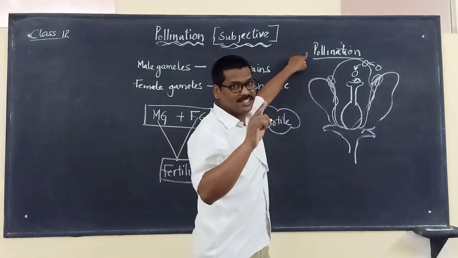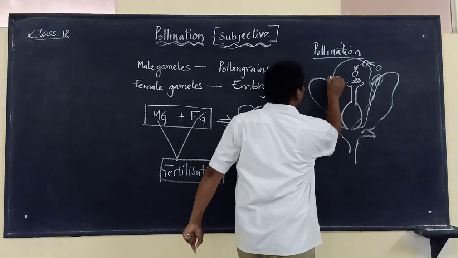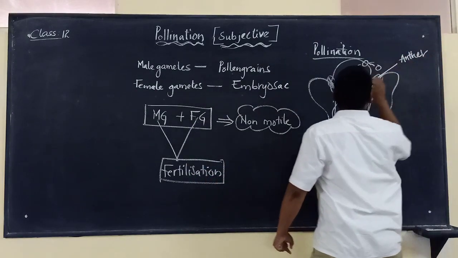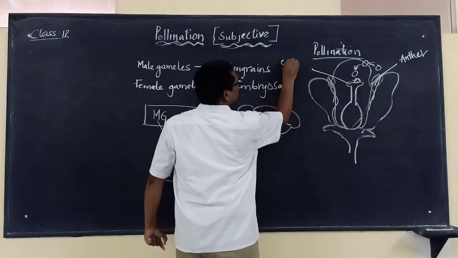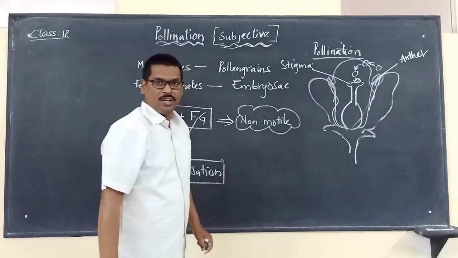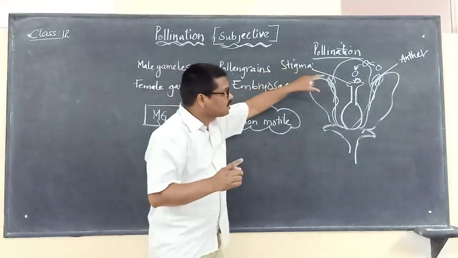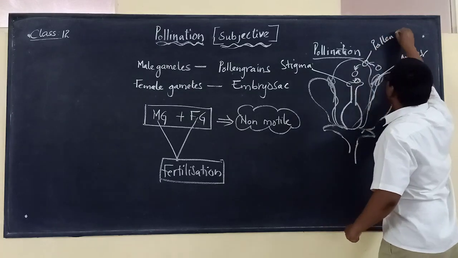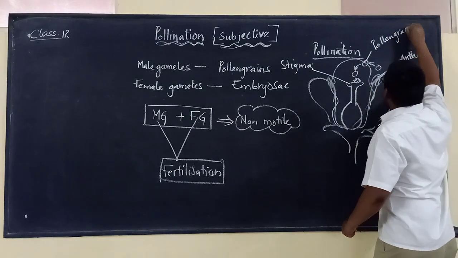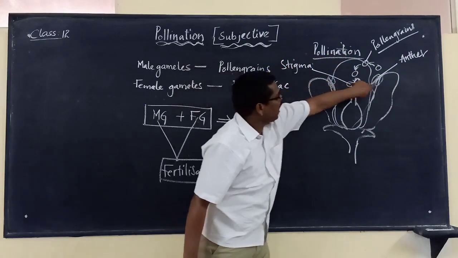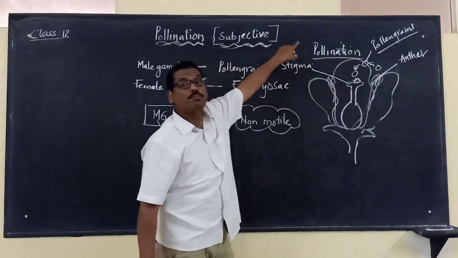So pollination means transfer of pollen grains from the anther to the stigma. These are the pollen grains. Transfer of pollen grains from anther to the stigma is called pollination.